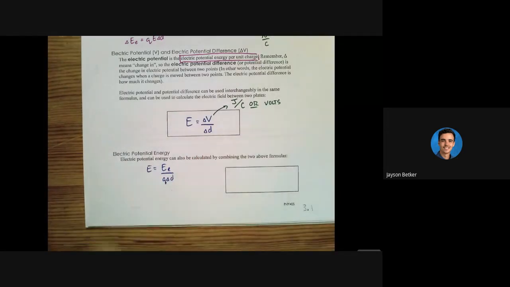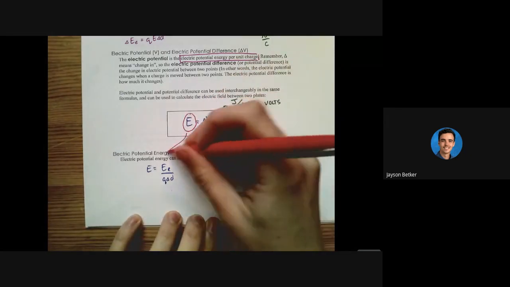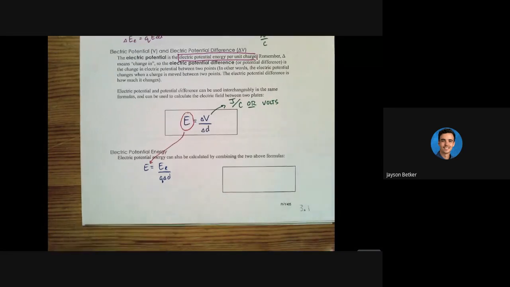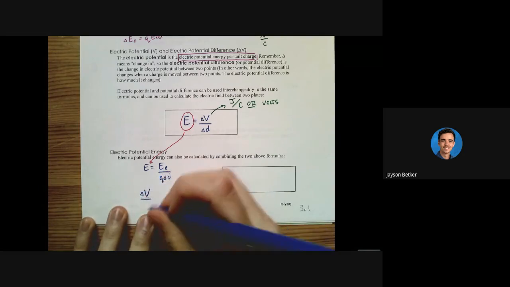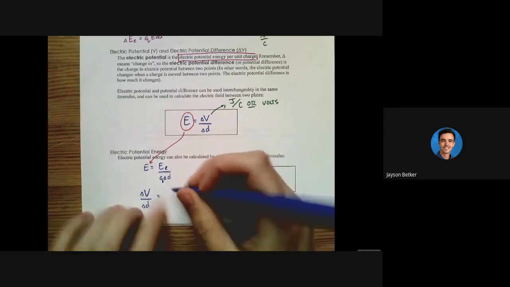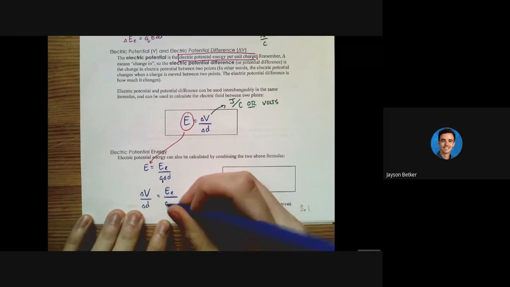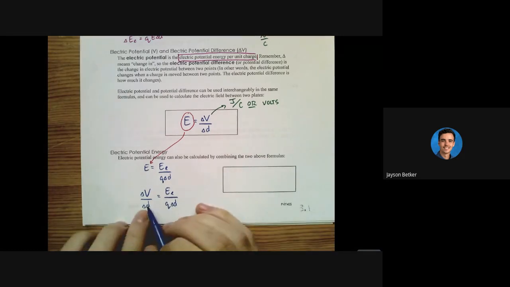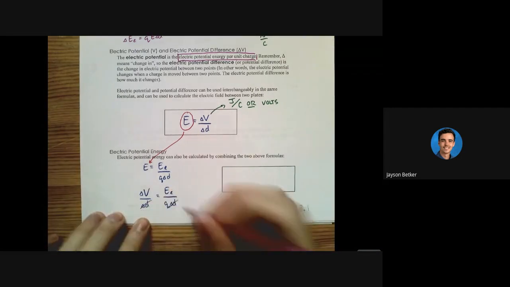Now I take this and plug it in right there. Maybe don't circle that if you want to keep that formula clean, but I'm just showing you where this is coming from. So now delta uppercase V divided by delta D is equal to the electric potential energy divided by the charge multiplied by the displacement. And look at this: if I move this delta D up to this side, they cancel, which is nice.